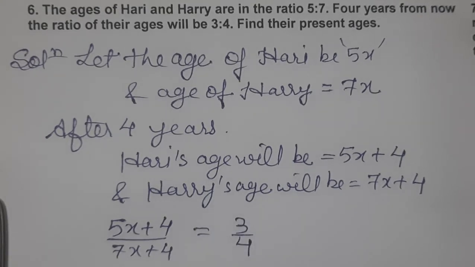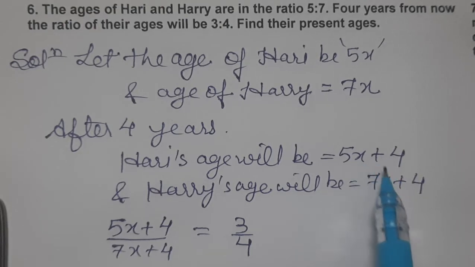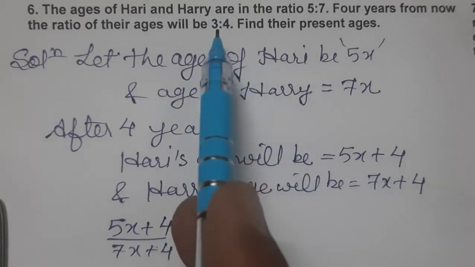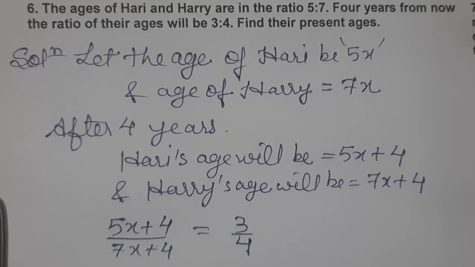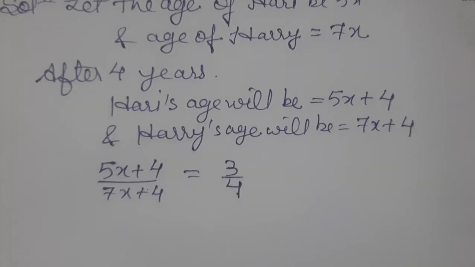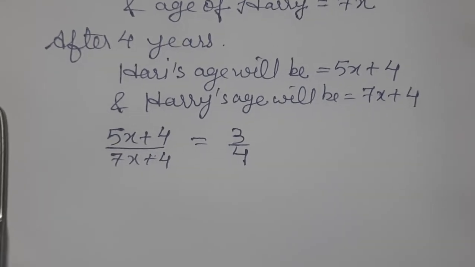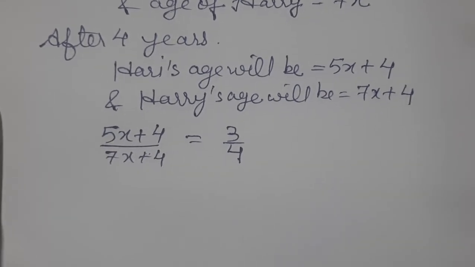3 is to 4. After 4 years, the ratio of their ages. The ages after 4 years are these. And this ratio will be given to us, 3 is to 4. So 3 by 4. So children, see how we have converted the word problem to an equation form. Now we can solve it as usual, by the cross multiplication method.